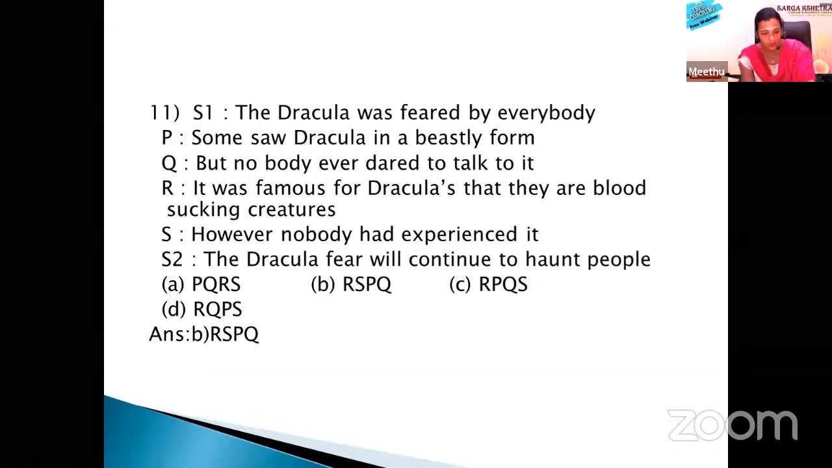Just go through P, Q, R, S. It was famous for Dracula that they are blood-sucking creatures. That is a very general thing that we hear about Dracula. Then you should mention something that is related to that particular general concept. Even though it was famous that Dracula is a blood-sucking creature, nobody had experienced it. That is R, yes. And then you are introducing another concept.